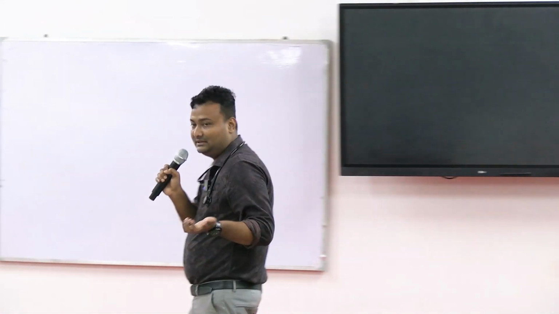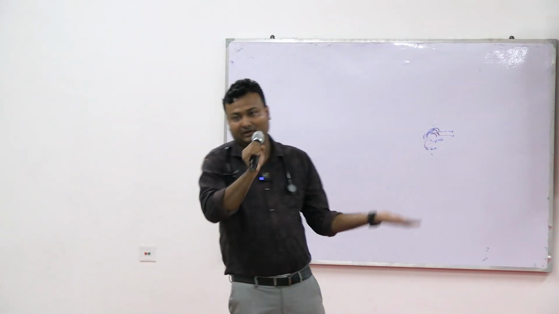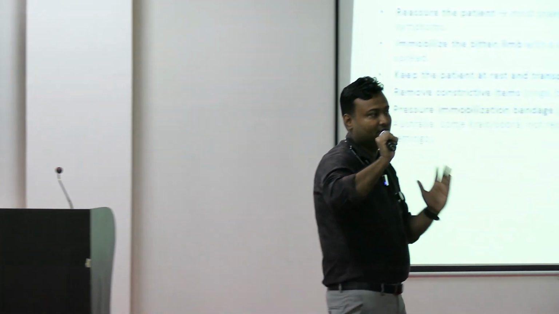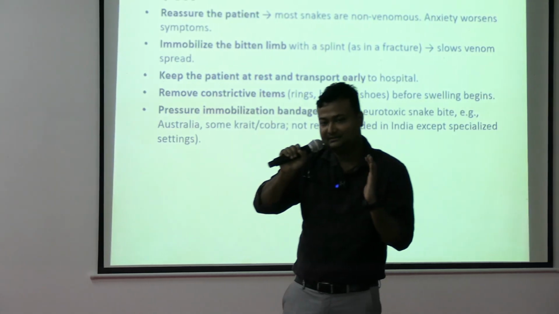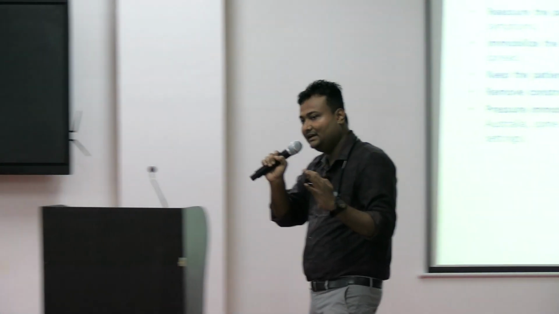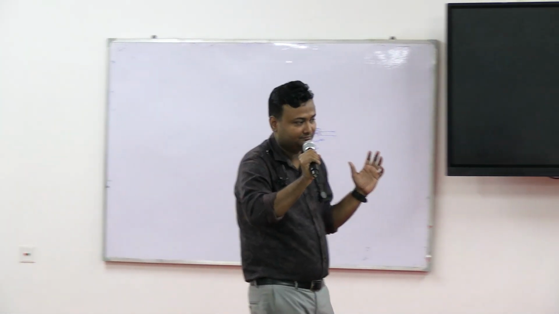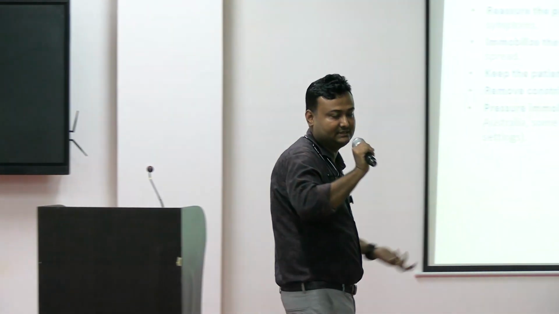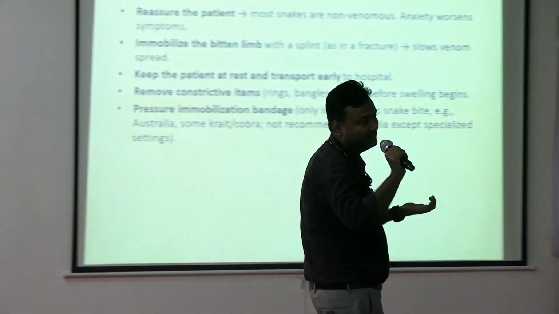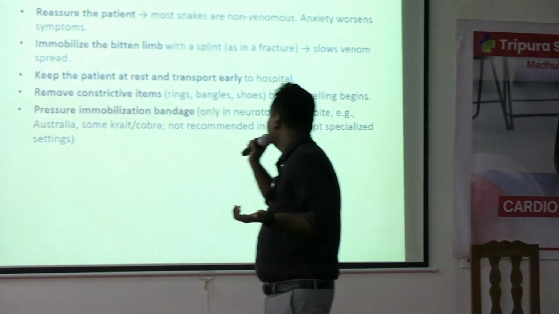Next thing is to immobilize the limb bitten or the part bitten, just like what we did in the case of a fracture. You have to immobilize it, whether it is an upper limb, a lower limb or any part. Make sure it does not move, because increased movement will increase the chances of early toxicity. So immobilization of the limb is the first thing.